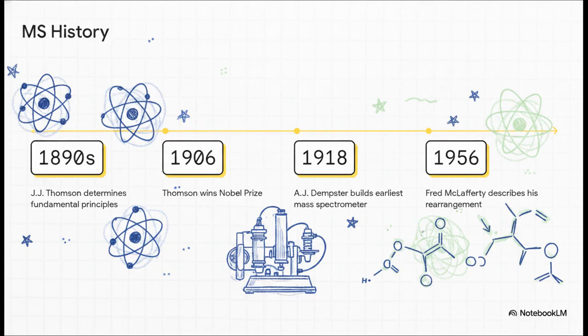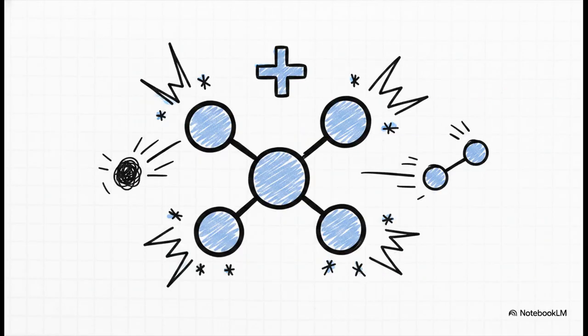Scientists have been cracking these molecular puzzles for over a century. The foundational principles literally date all the way back to the 1890s with J.J. Thomson. He actually won a Nobel Prize for his efforts in 1906. By 1918, A.J. Dempster built the earliest modern mass spectrometer. And the field, it's just accelerated since then, leading to major breakthroughs, like Fred McLafferty's famous rearrangement in 1956.